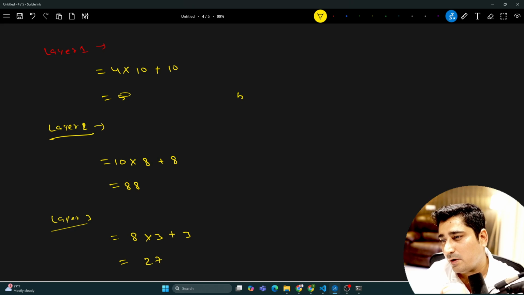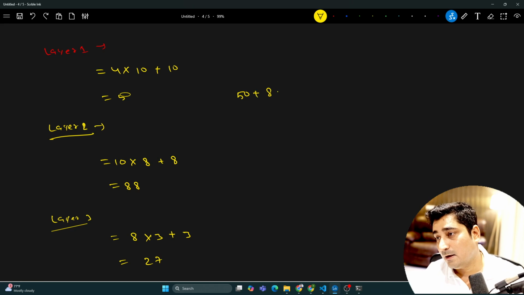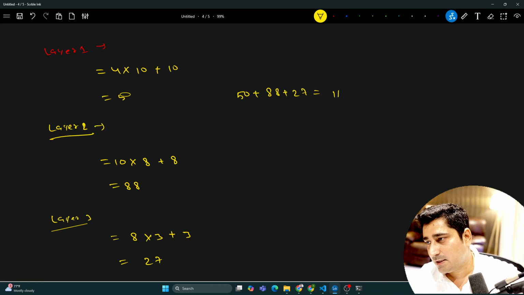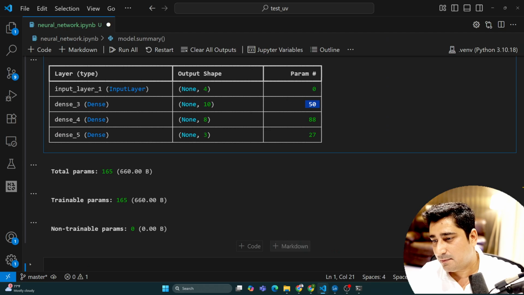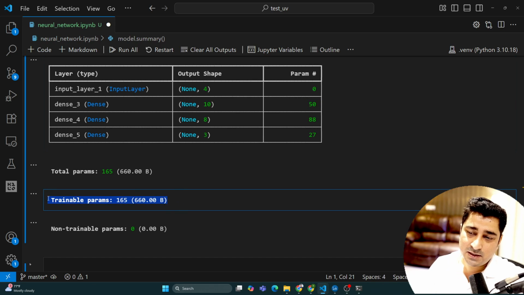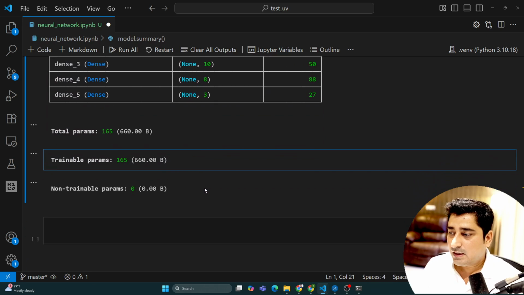Now if you do 50 plus 88 plus 27, eventually it is going to be 165. Yeah, 165. And this is what you see as the trainable parameters. So you can do the math, the calculation, even in a manual way. And again, if you call the model summary, it is going to show you the trainable parameters anyhow.